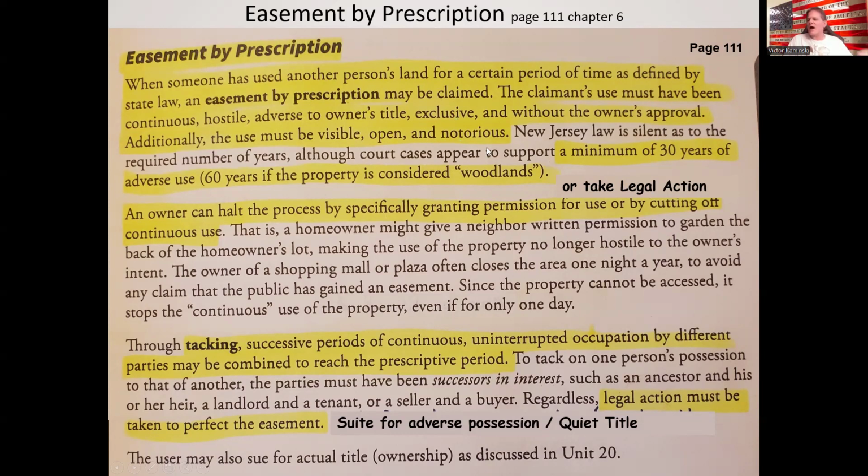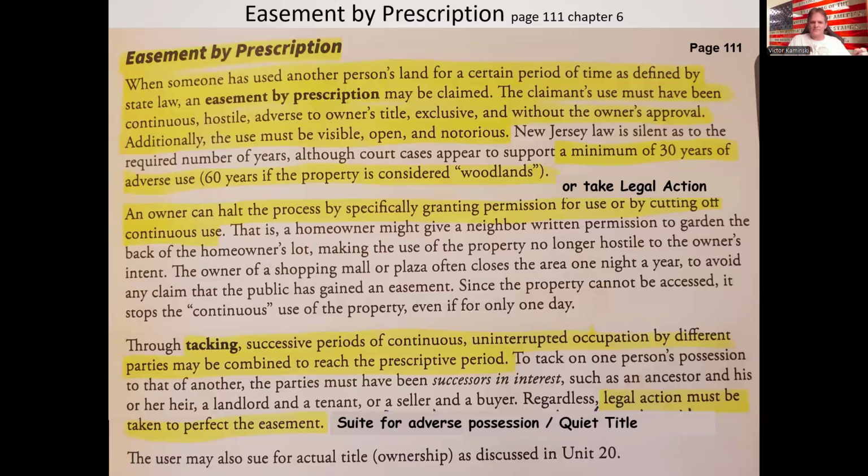Okay? It has to be obvious you're using their property, not that you're just sneaking onto their land in the middle of the night, or you've got an underground doggy fence buried around the perimeter. It has to be obvious that you're using the property so that the owner can see it and then not take any action against you. Then you can make that claim. If they give you permission to be there, well, you can't do anything. You can't claim ownership. So once again, it's 30 years for improved lands and 60 years for unimproved or vacant woodlands or wetlands.